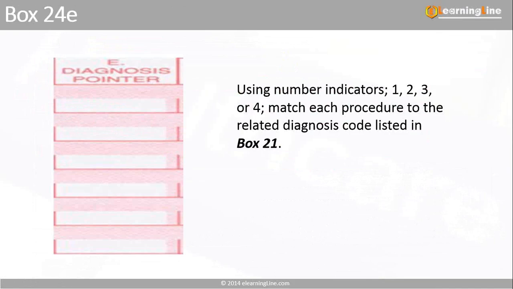Diagnosis code. What the patient is diagnosed with, that's what the diagnosis code is. So using number indicators 1, 2, 3, 4, match each procedure to the related diagnosis code listed in box 21. If you try to do that, you will find a small exercise which you can put through all the 4 diagnosis codes and tell me which are the ones which you can add, which are the ones which you cannot add.